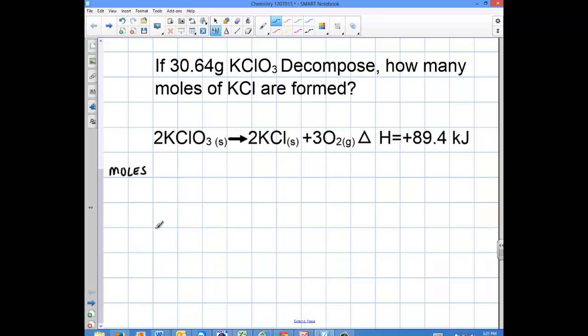Okay, so I'm given 30.64 grams of potassium chlorate, and I want to figure out the moles first. So I'm going to do a little bit of dimensional analysis here. I'm basically going to take grams of potassium chlorate and I want to go to moles of potassium chlorate.